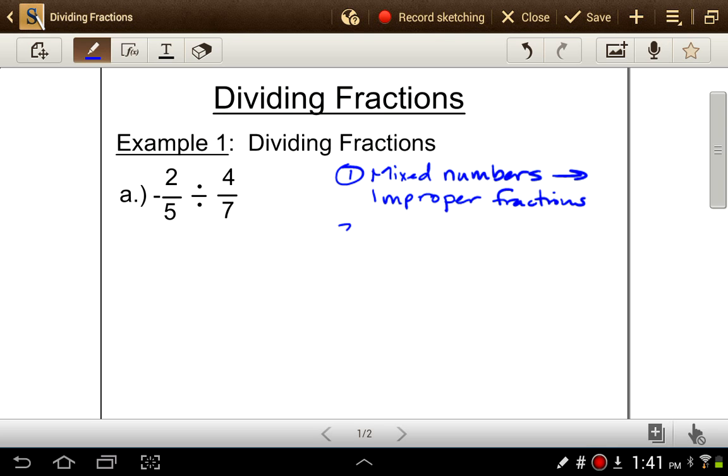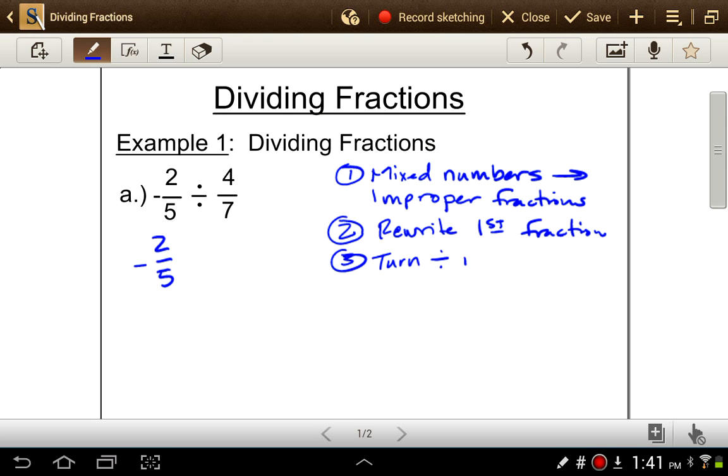Second thing you want to do is rewrite the first fraction. You're not going to change it. You're just going to keep the first fraction the same. Okay, so you're going to rewrite the first fraction. So I'll show you that here. That's negative 2/5. Third thing we're going to do is turn our division into multiplication. So you're going to turn your division symbol into a multiplication symbol. So in order to divide fractions, we are actually going to be multiplying. So we turn our division into multiplication.